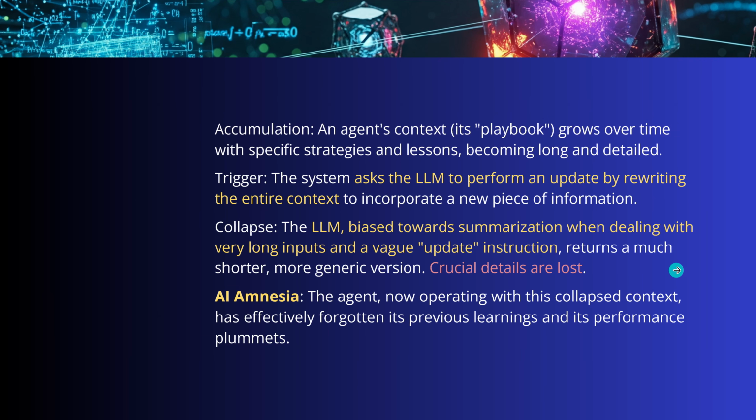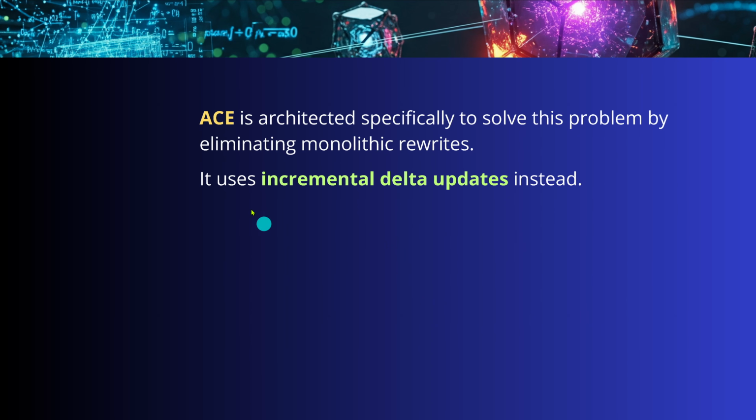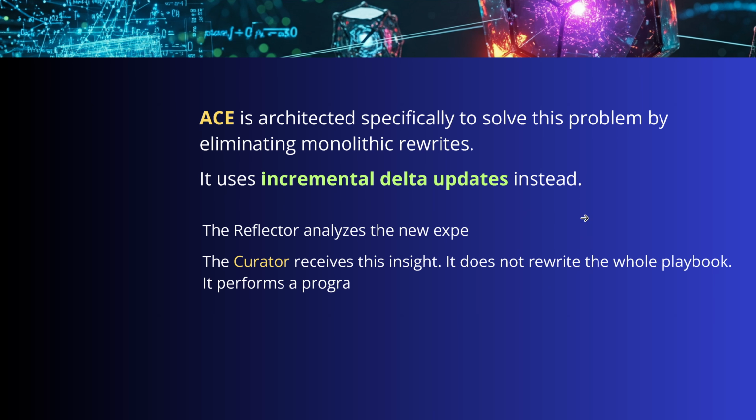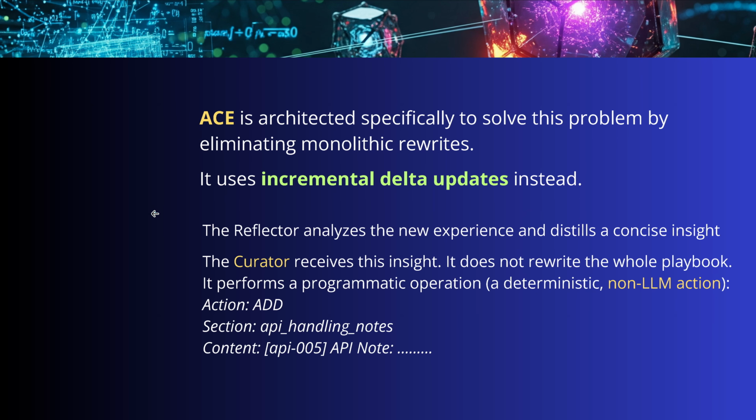Now, if we do this new Stanford paper, we have to overcome this problem. ACE was architected specifically to solve this problem by eliminating all LLM monolithic rewrites in the system, inherently and externally. What we do instead is an incremental delta update phase. Simple. We have multiple objects, like a reflector. I'm going to show you this in a minute, but as a summary, it analyzes the new experience and distills some insight. And then the curator receives this insight.